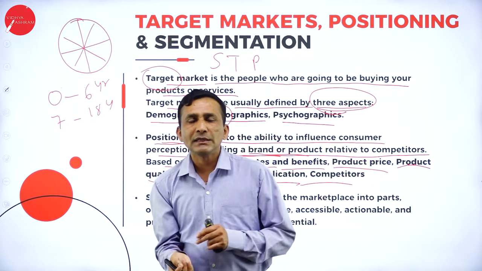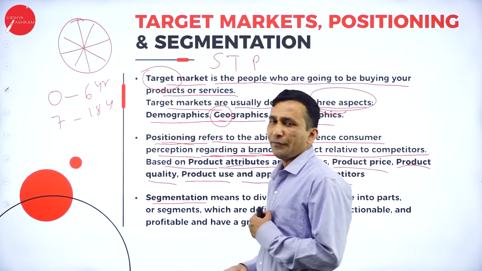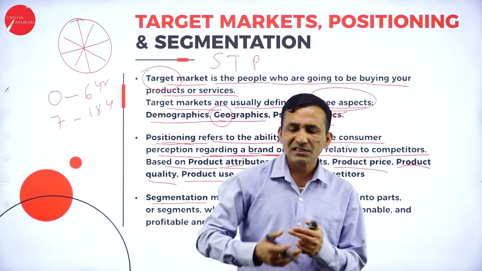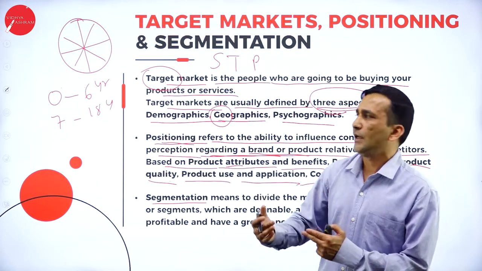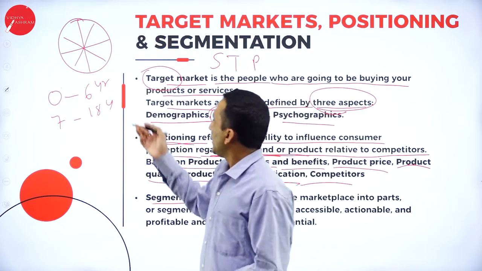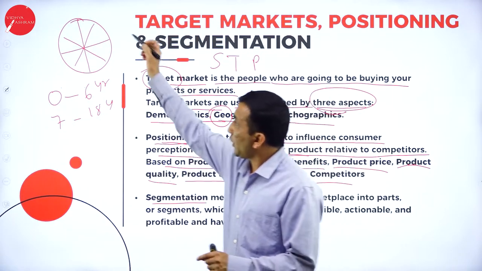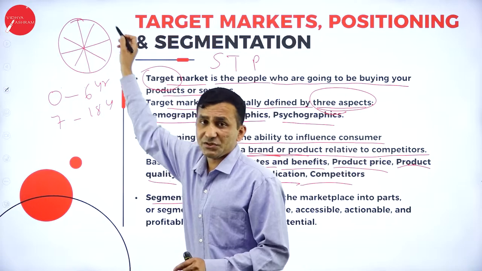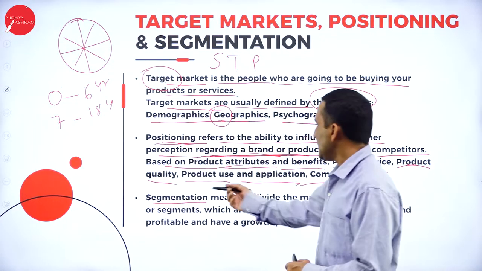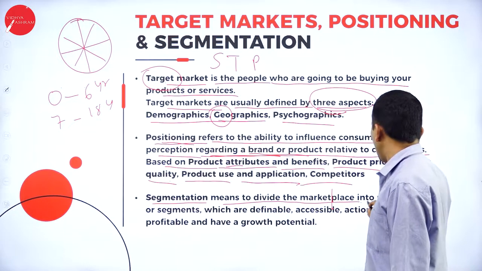For example, a North Indian company always gives priority to the North area first. Then once they capture the North area, they slowly try to divert to other areas like West, East, South. Now segmentation is a small unit from the total population. A small unit, a small area, so a small city you can say. Segmentation means dividing the marketplace into parts.